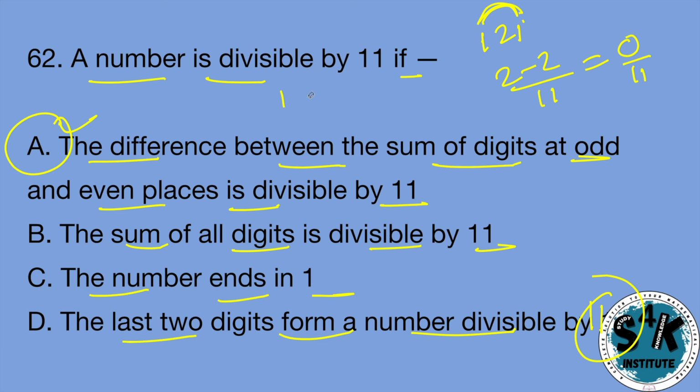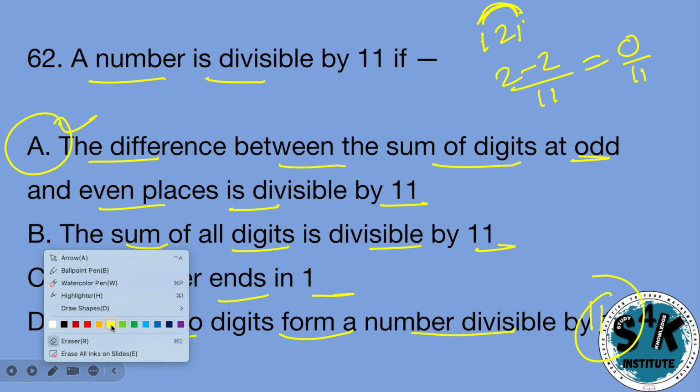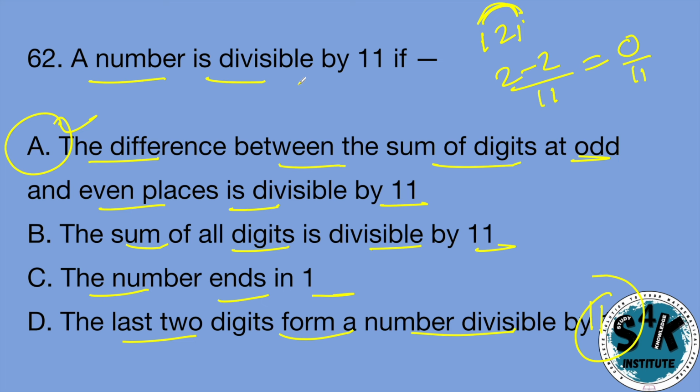Take any number which is divisible by 11. So I think the number we can take is 1210. Okay, take this number. So 1 plus 1 and 2 plus 0: 2 minus 2 divided by 11 is 0. So it is A. So go through these rules, you will get this.